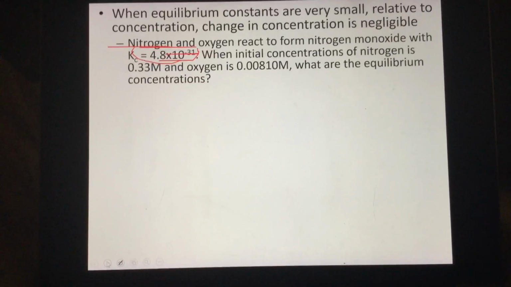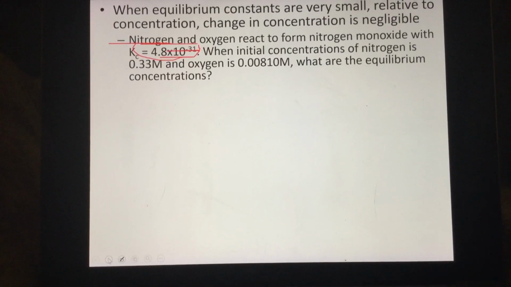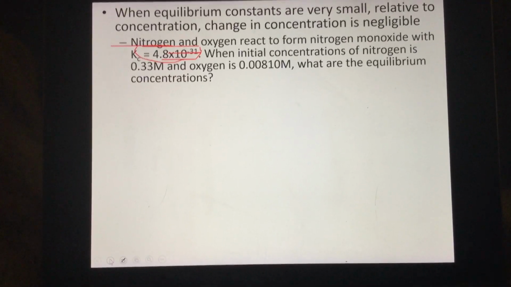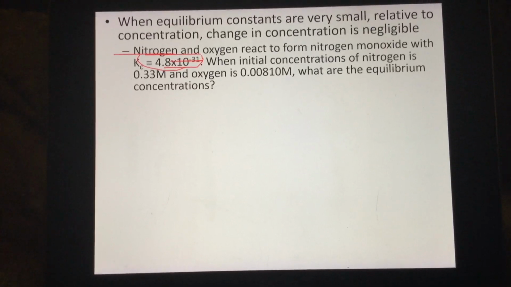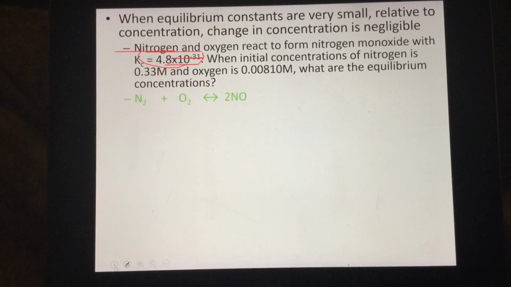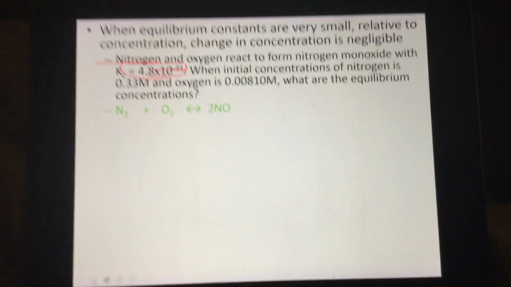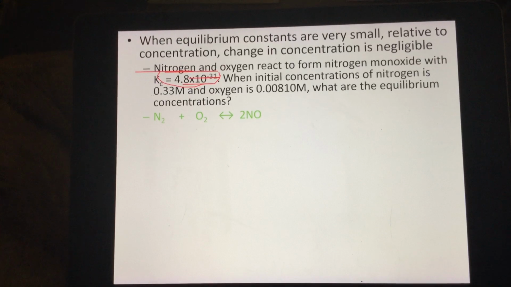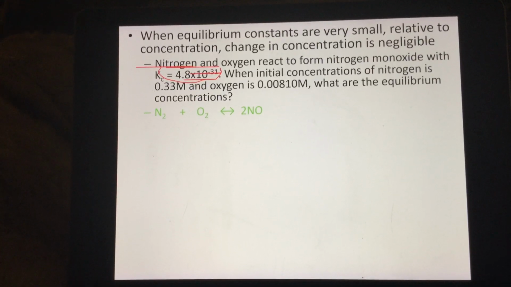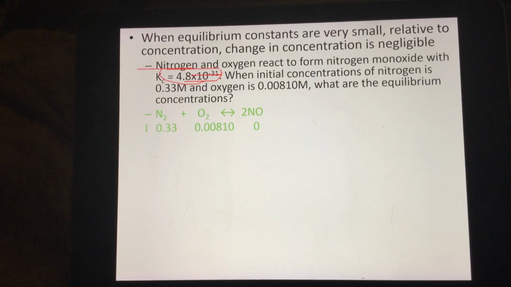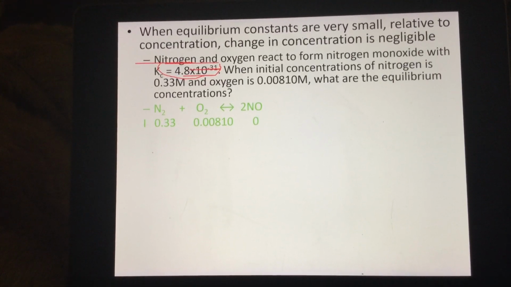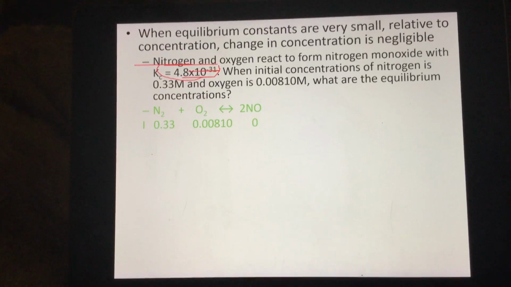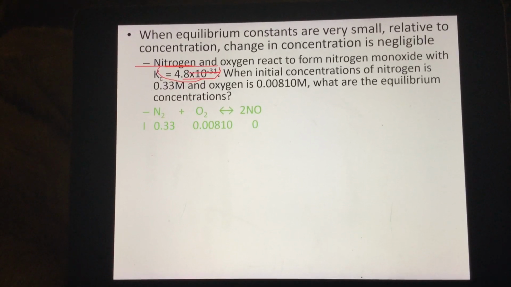And just like the last problem, we're going to use the Kc to figure out their equilibrium concentrations, but because the Kc is so small, we'll get to make this a lot easier so we don't have to use the quadratic equation. So again, here's our balanced reaction. We have N2 plus O2 forming two NOs. So our initial concentrations, 0.33 for the nitrogen, 0.00810 for the oxygen, and our product, we have no product initially.